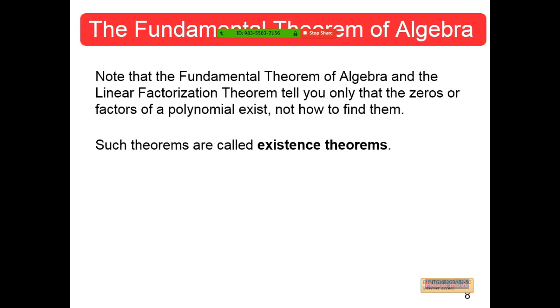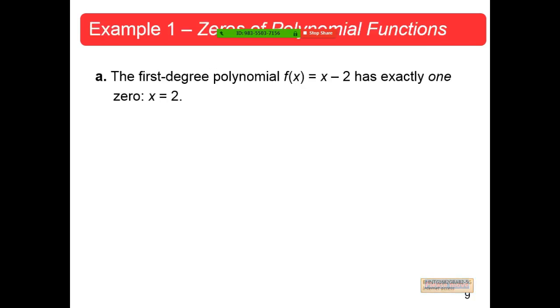Okay. Now, that fundamental theorem of algebra and the linear factorization theorem only tell you that the zeros exist. They don't tell you how you find those things. That's what we're going to be doing. Such theorems are called existence theorems, and in many ways are not really all that practical, except to let you know they're out there somewhere. You just have to find them. So that's our task for the rest of this section, finding those zeros, finding those factors. So that's what we're about here.